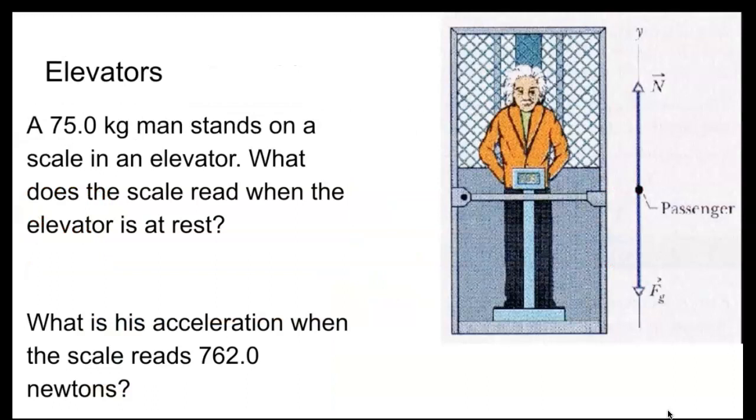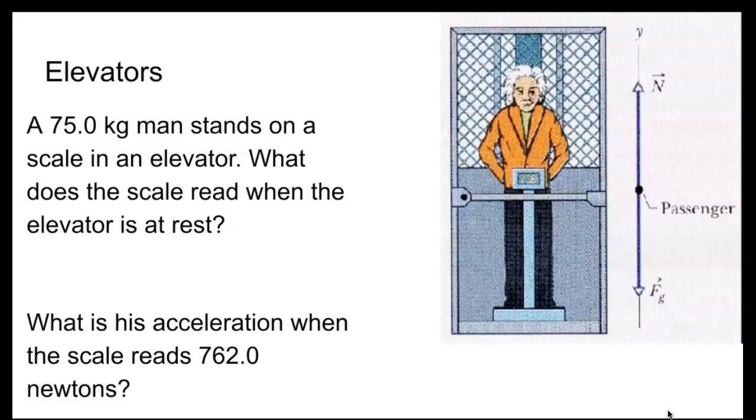Okay, I'd like to give you an example with an elevator. This is also one-dimensional, but now the one-dimensional is Y instead of X. Here we have a 75 kilogram man standing on a scale in an elevator. What does the scale read when the elevator is at rest? One of the reasons that I avoid the word weight is because how you weigh something is you put someone on a scale, you put the object or person that you're weighing on a scale, and you see what the scale reads. In a problem like this, the scale will read the upward force necessary to hold this person from falling.